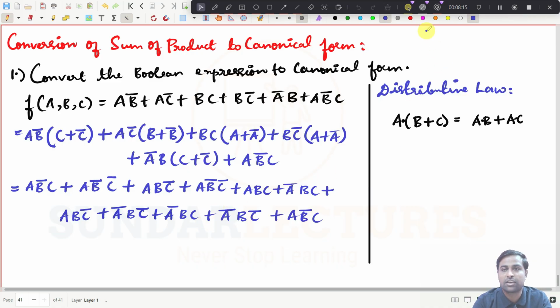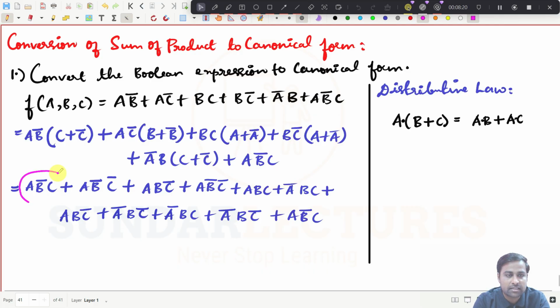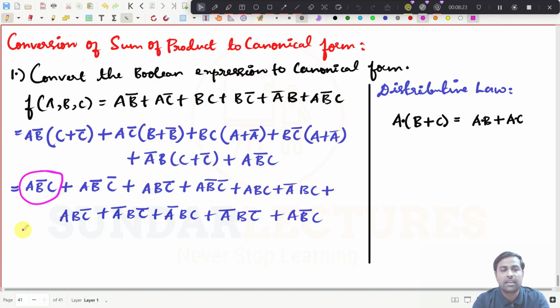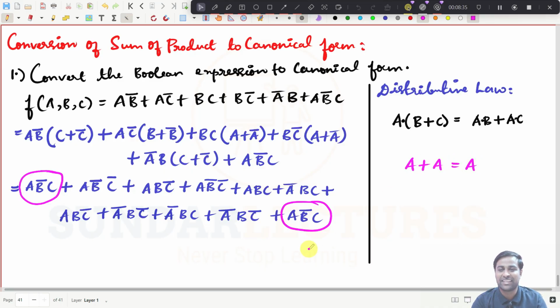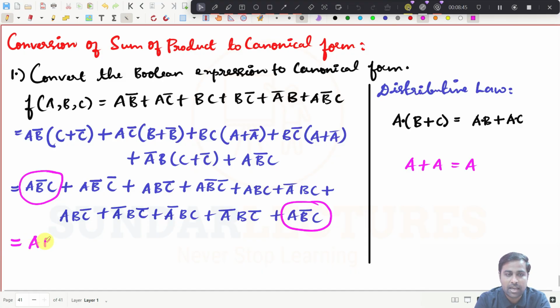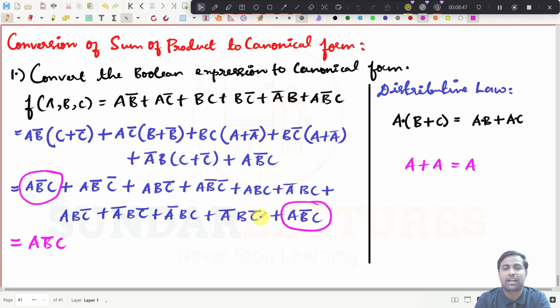Try to understand one thing, you have to compare. See here, you have this term, that is a b bar c. You have a b bar c here, as well as a b bar c is here also, same term. And we have already seen what is a plus a. What is a plus a? It is a. We have already seen, this is one law, right? So you don't need to write two times. You can write one time. So this term a b bar c can be written one time. You can leave this one now.